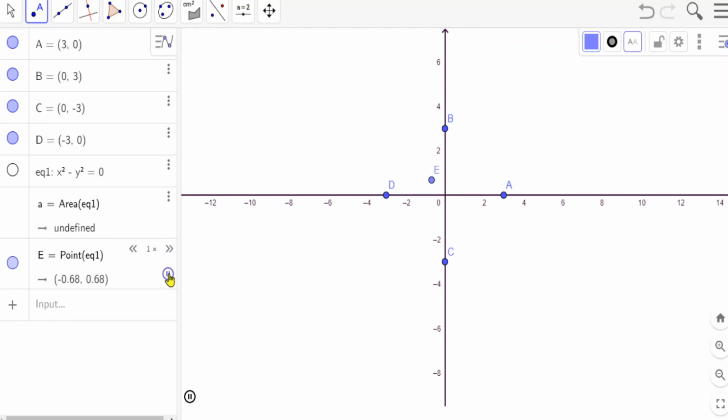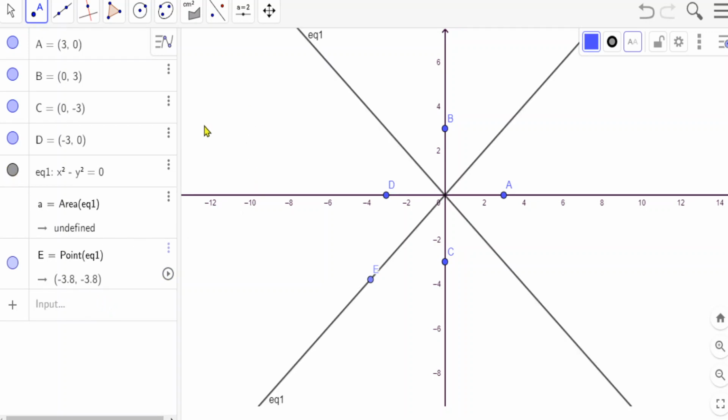Okay, I will show you the third point. You see, now if it is in the fourth quadrant, you get plus minus. Next, if it is in the third quadrant, then you see the value minus 3.8 comma minus 3.8. Okay, for you, I will take some more points also. Here I am taking a point, here also I am taking a point, here also I am taking a point.